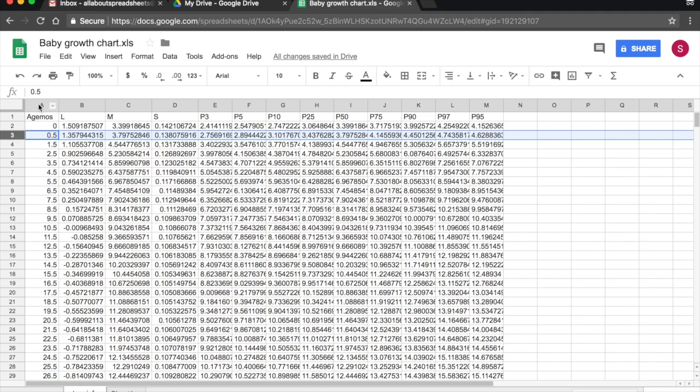Columns, on the other hand, go down the page and are labeled with letters. So this is column A, column B, column C, and so on.